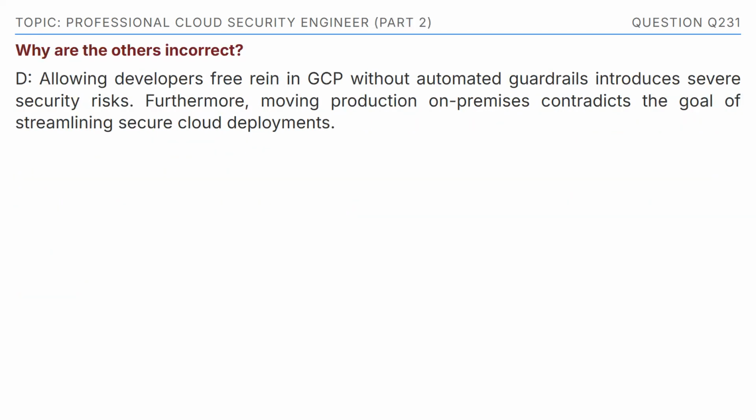Why are the others incorrect? D. Allowing developers free rein in GCP without automated guardrails introduces severe security risks. Furthermore, moving production on premises contradicts the goal of streamlining secure cloud deployments.